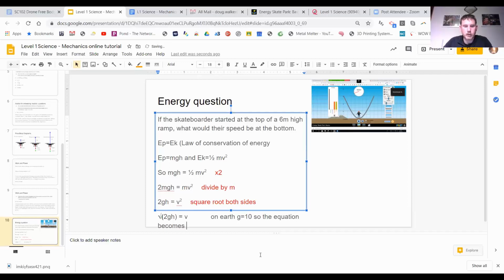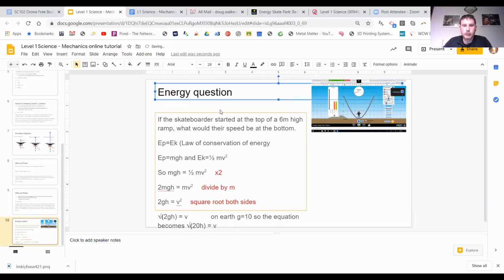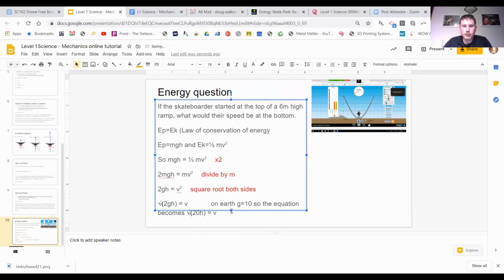So the equation becomes, if g is 10, then 2 times 10 is 20, and so we get the square root of 20 times height equals v. I'm going to move this up a little bit. Okay, and so then using this equation, we can shortcut an answer.